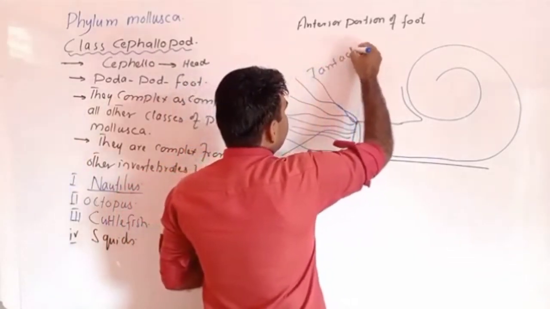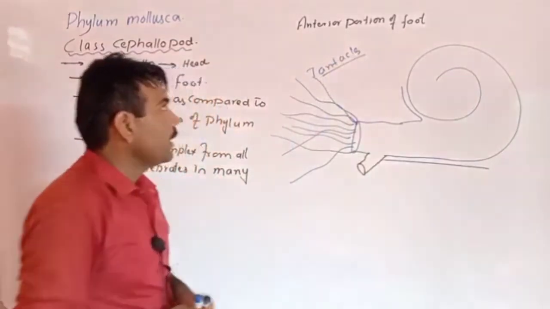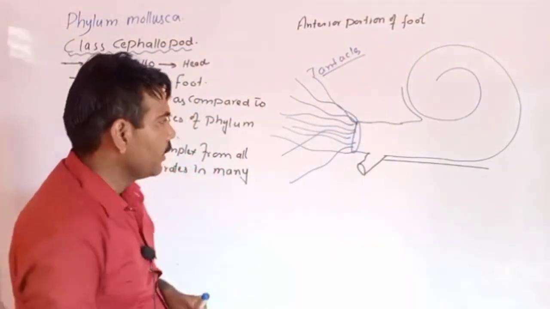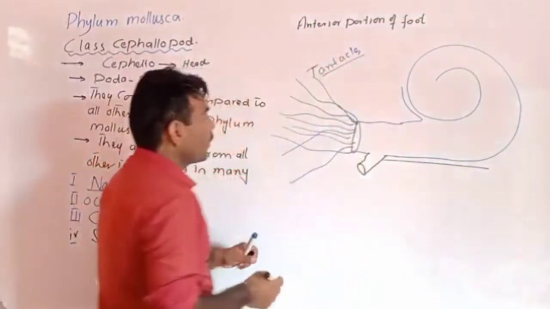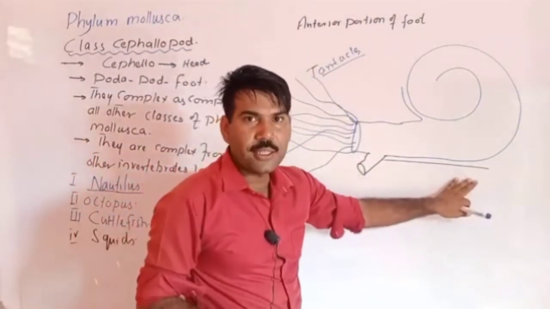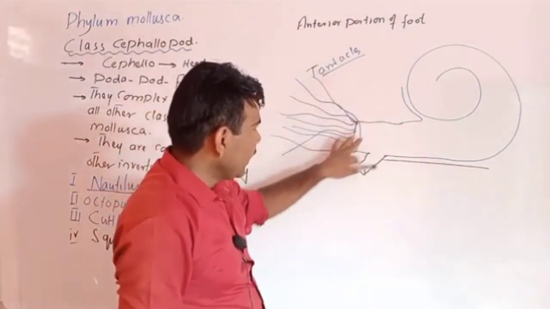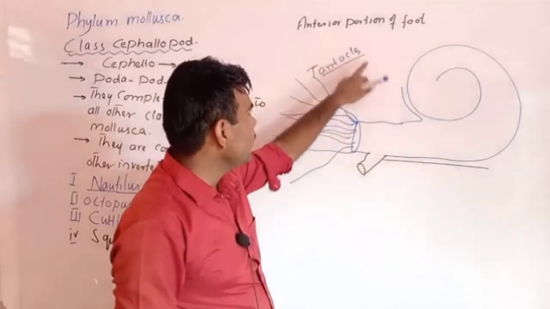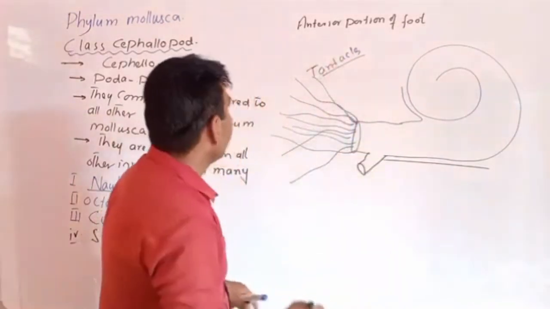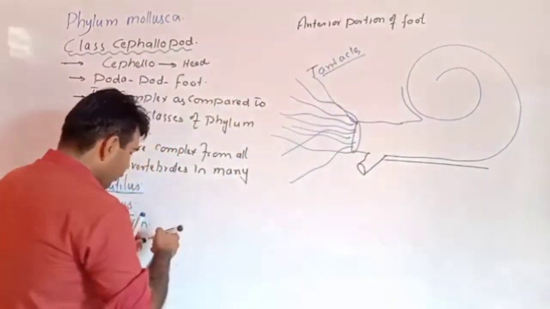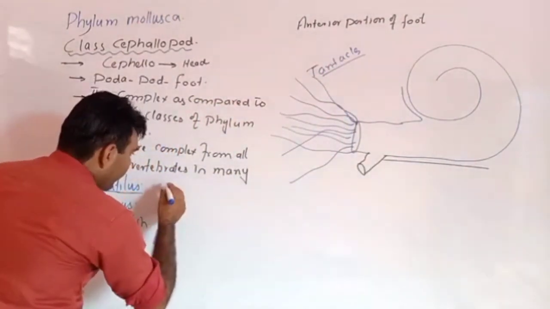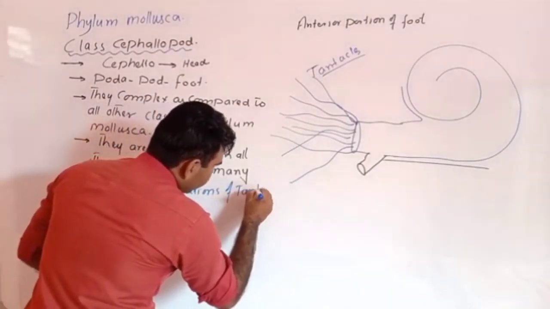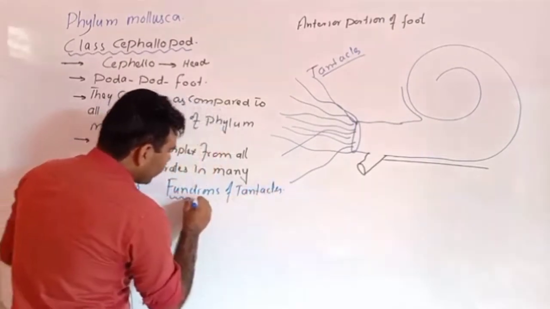So what are the functions performed by these arm-like structures known as tentacles? Now I am going to discuss the function of these tentacles, which are present at the anterior region of the foot. This one is the anterior region, this one is the foot. This anterior region of the foot contains these arm-like structures known as tentacles. Now I am going to write here the function of tentacles.